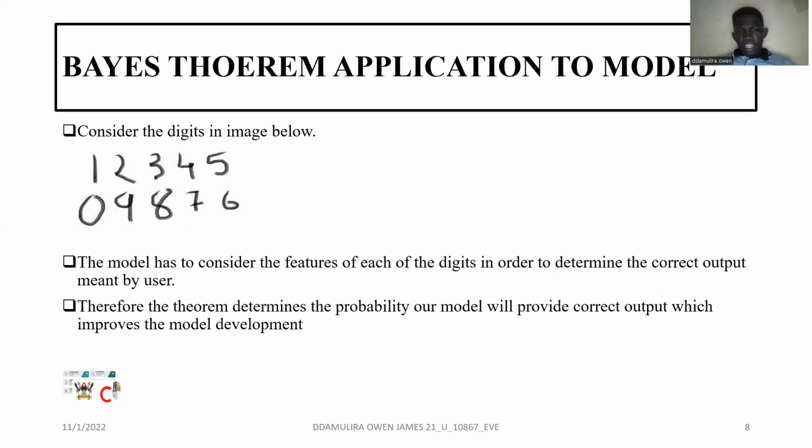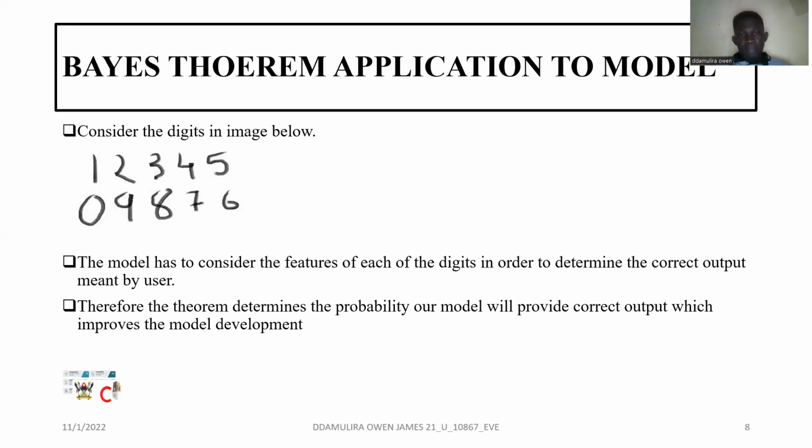Then the theorem determines the probability for our model. So how does it determine? It uses probability. As I told you, if you look at these numbers, we can say that is a 6, or we can say that is a 9, like maybe someone wrote it upside down. So this model is going to use probability. The class with the highest probability will be taken, because it has the highest probability of that number occurring in the class. So we shall be taking that class because of probability.